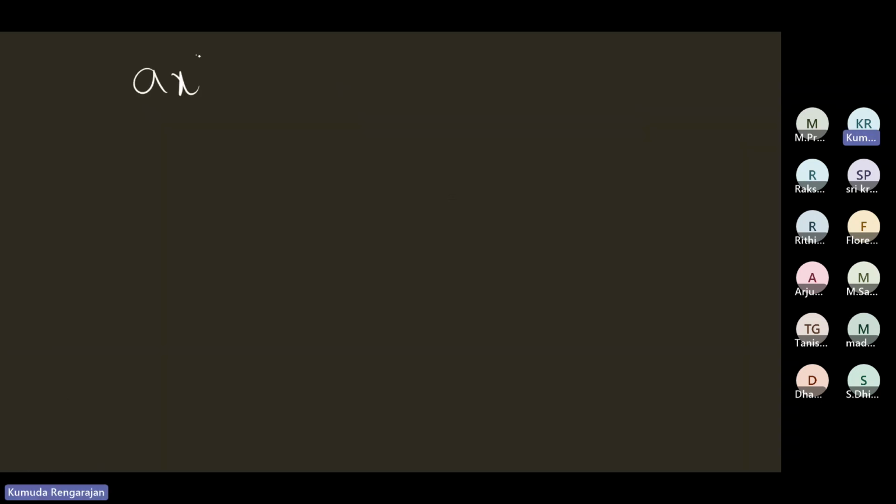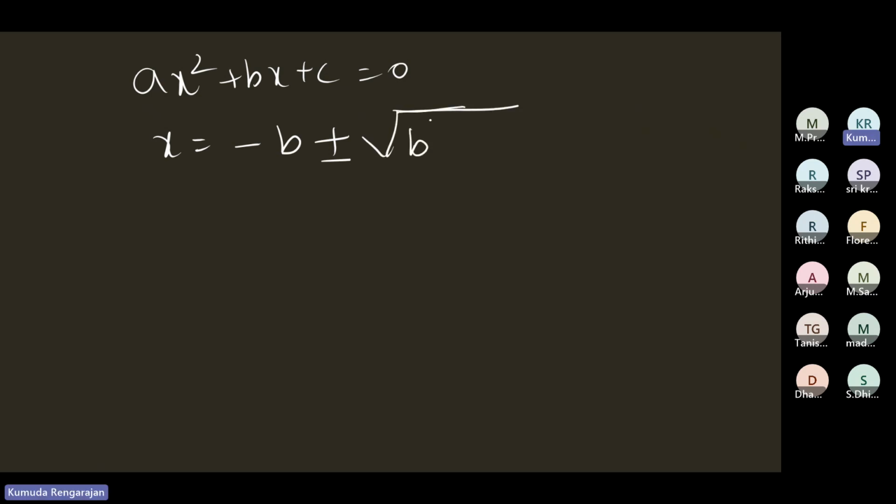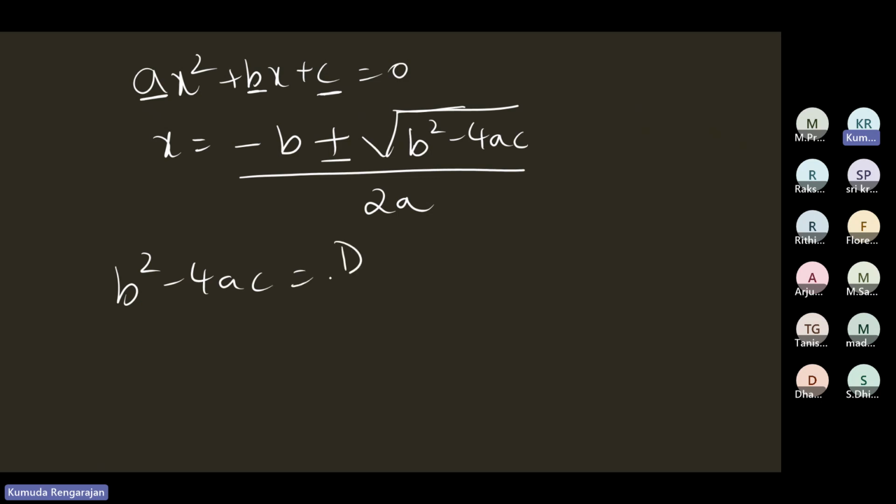So now ax squared plus bx plus c is equal to 0 is a standard form, and this is the quadratic formula: x is equal to minus b plus or minus root of b square minus 4ac divided by 2a. So you know a, b, c. a is the coefficient of x squared, b is the coefficient of x, c is the constant. Now this expression b square minus 4ac is called the discriminant.